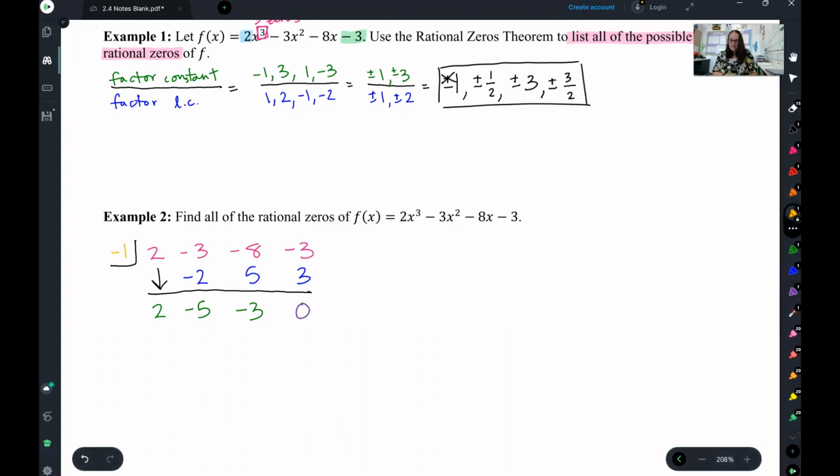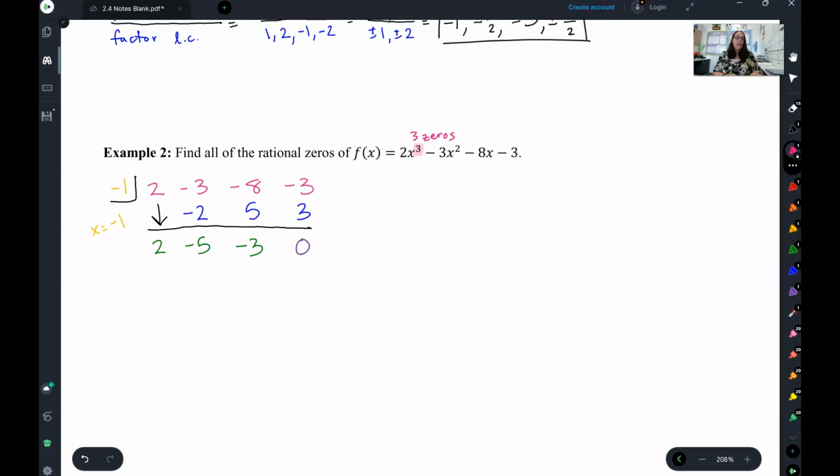That means x equals negative 1 is one of the zeros for this problem. We'll notice that it is a degree 3, so we should end up with 3 zeros. Negative 1 is one of them. Now, once you find a 0 that works, write out your multiplication statement, just like we did in 2.3.